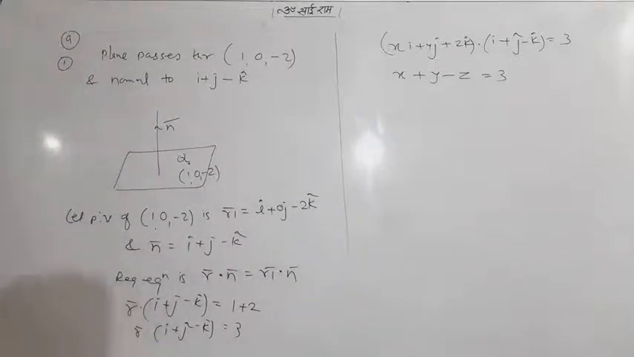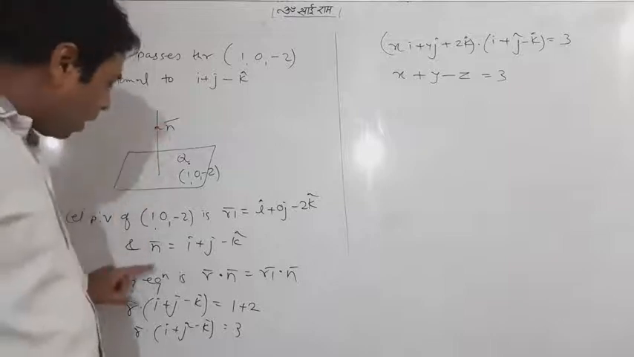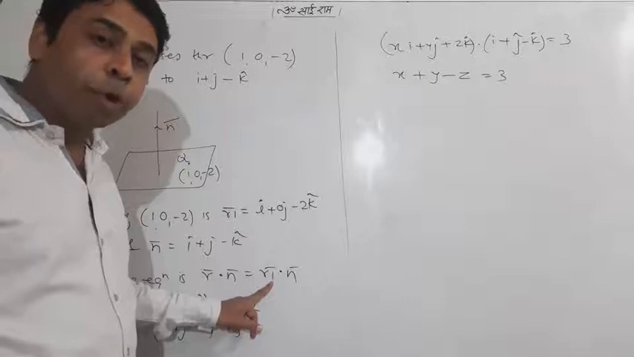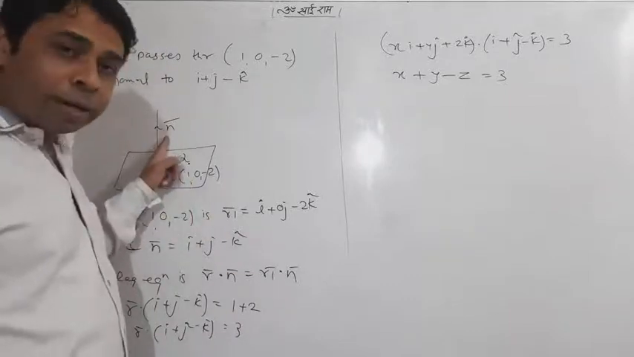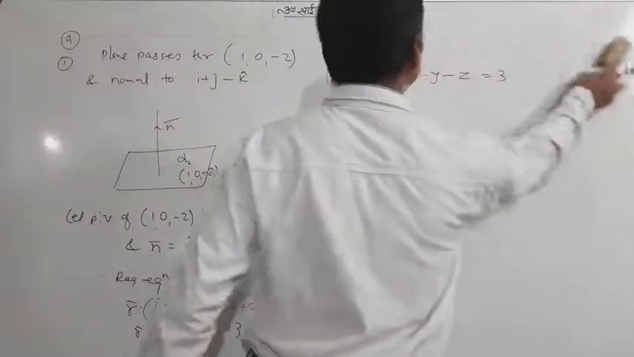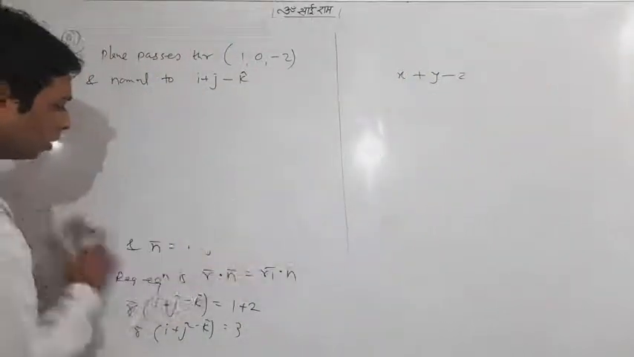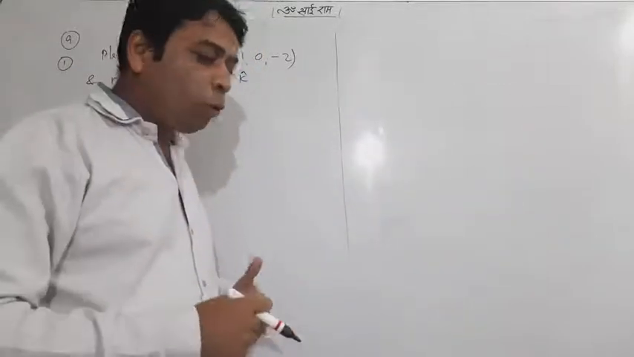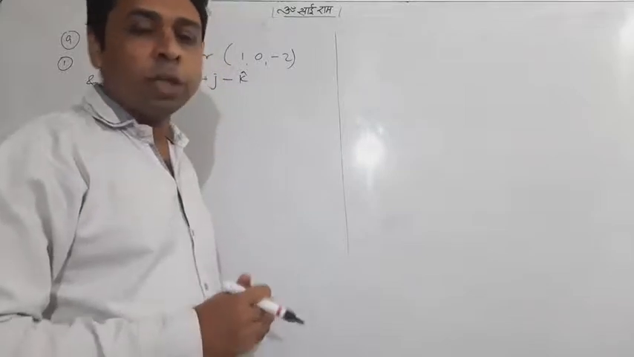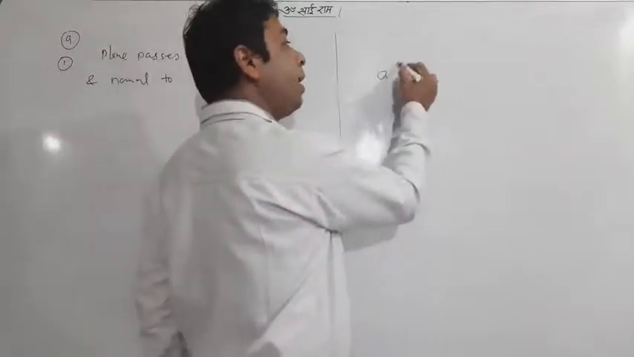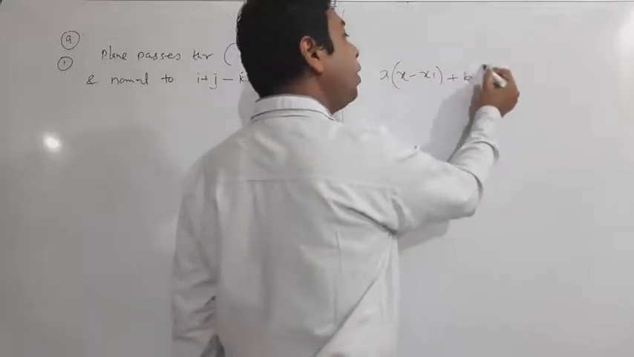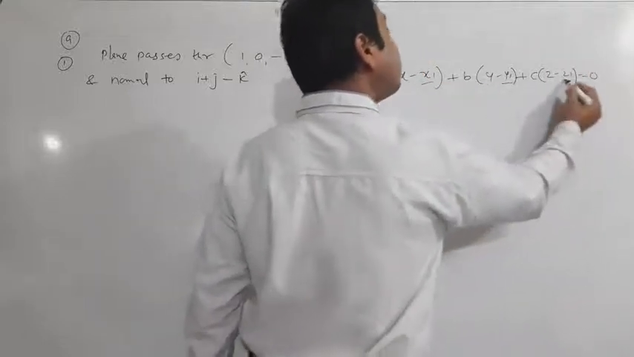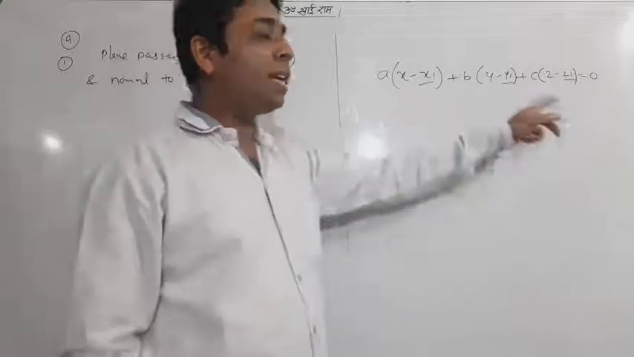So students, what I am telling you is very easy. Now r dot n equal to r1 dot n is the formula of the one point form, where r1 is the position vector of the point by which the plane passes, and n is the normal vector. Now suppose you don't know the formula of the vector form, at that time you should be perfect in the Cartesian form. What is the one point form in Cartesian way? A(x minus x1) plus b(y minus y1) plus c(z minus z1) equal to 0, where x1, y1, z1 is the point by which the plane passes, and a, b, c are the ratios of the normal.